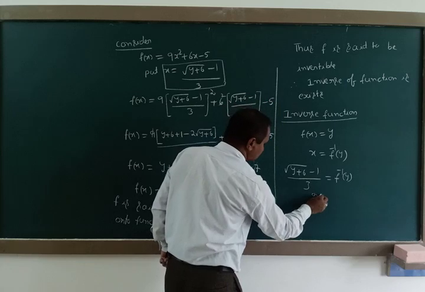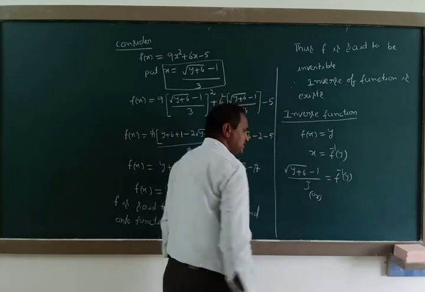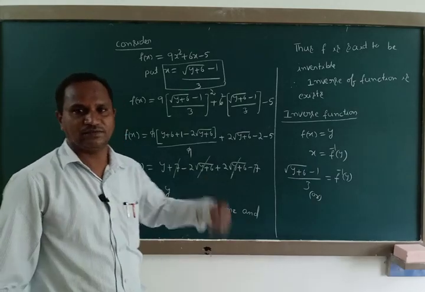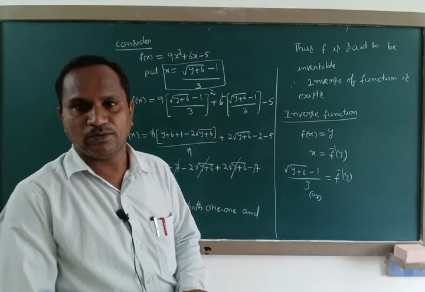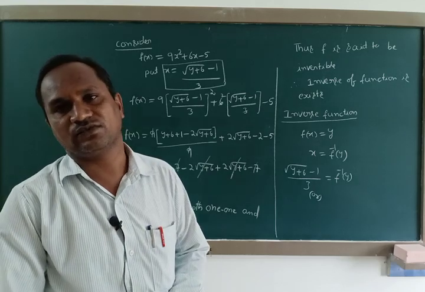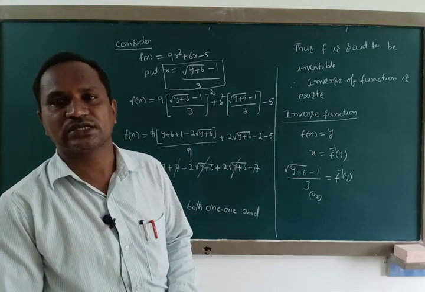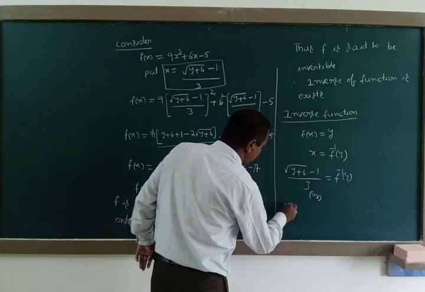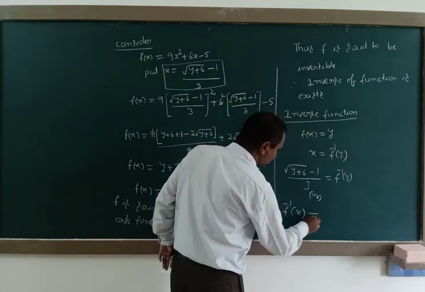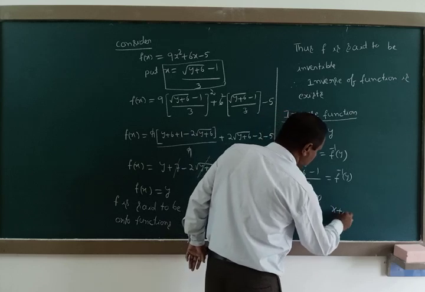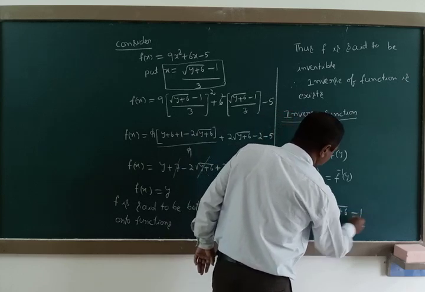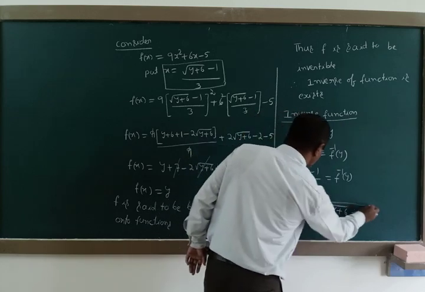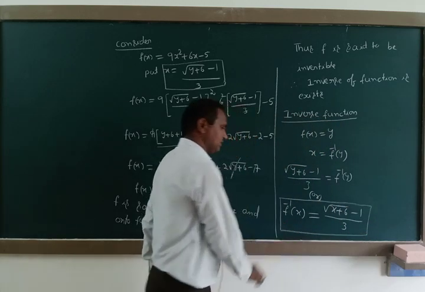For that we got the inverse function in terms of y, that is f inverse of y. Because they gave the problem in terms of x, we should get the inverse function also in terms of x. For that we can write f inverse of x is equal to square root of x plus 6 minus 1 whole dividing by 3. This is the inverse of the function for the given function.